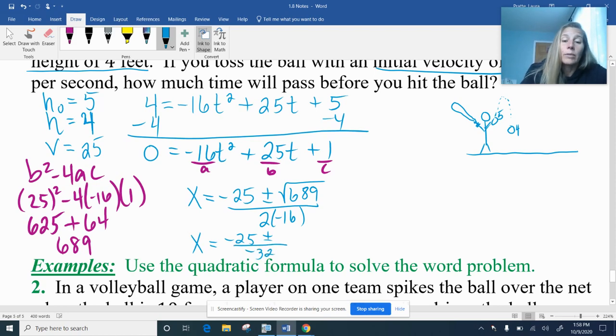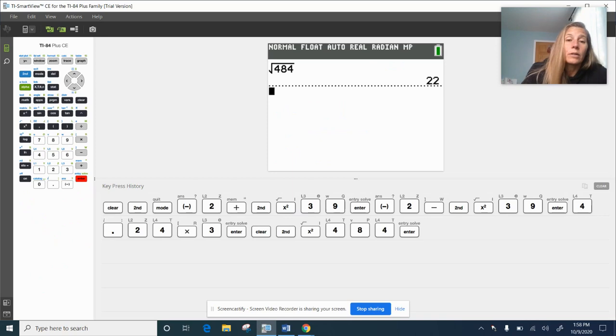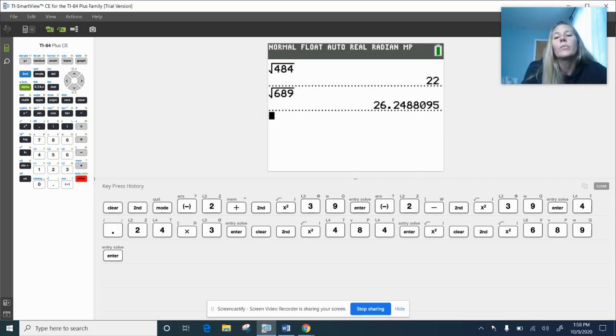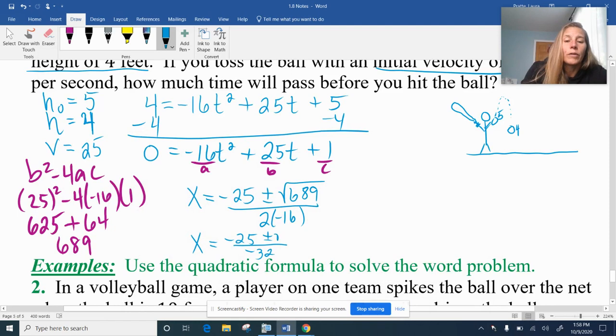And if I want to check my square root of 689 on the calculator and see if it's a perfect square. Usually they're not in these types of problems because you are dealing with some kind of wild numbers. So you can see that it's not. All right, so if it's not a perfect square, then we can just basically put this into our calculator 2 times and get the 2 different answers.